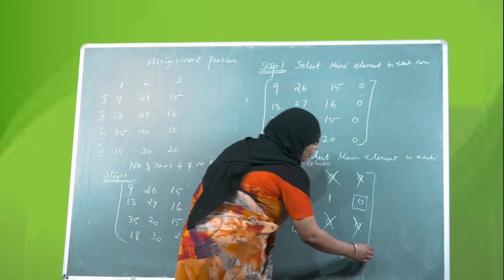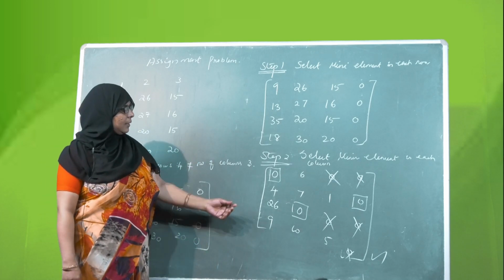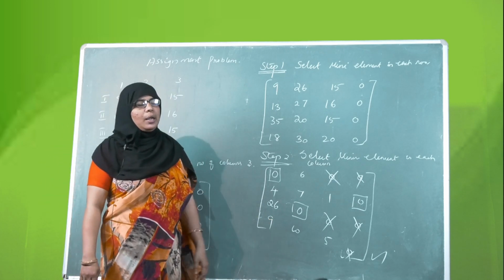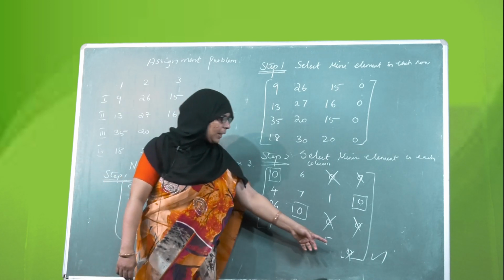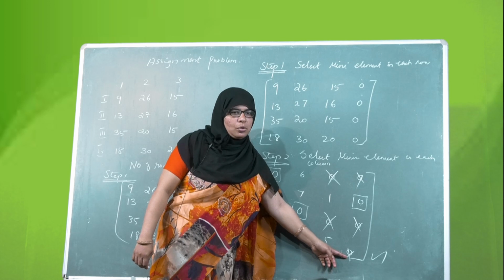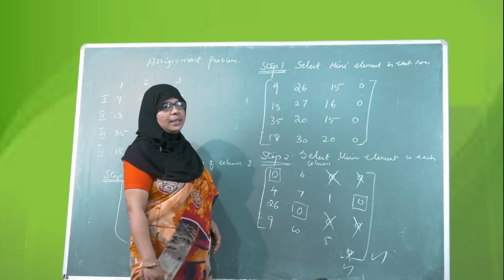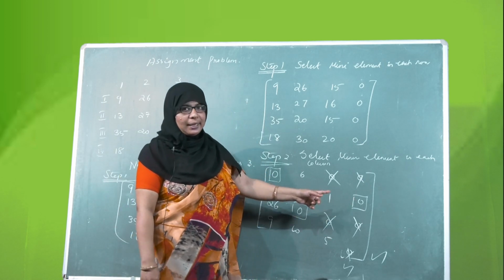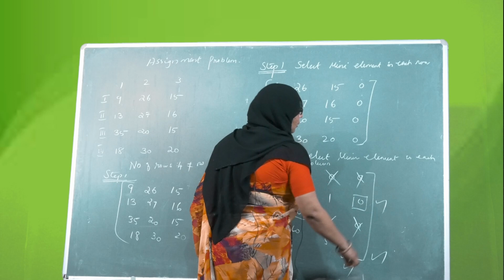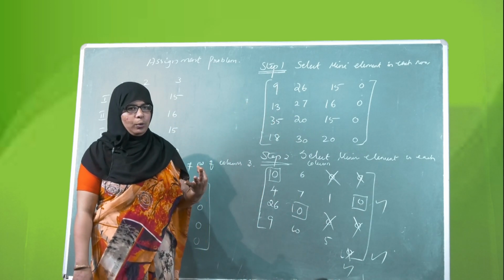Fourth row. So, you select the fourth row. In this row, the zero will definitely be crossed. So, you select that column. In this column, zero must be allocated. You select that row. Only 3 rules we follow.